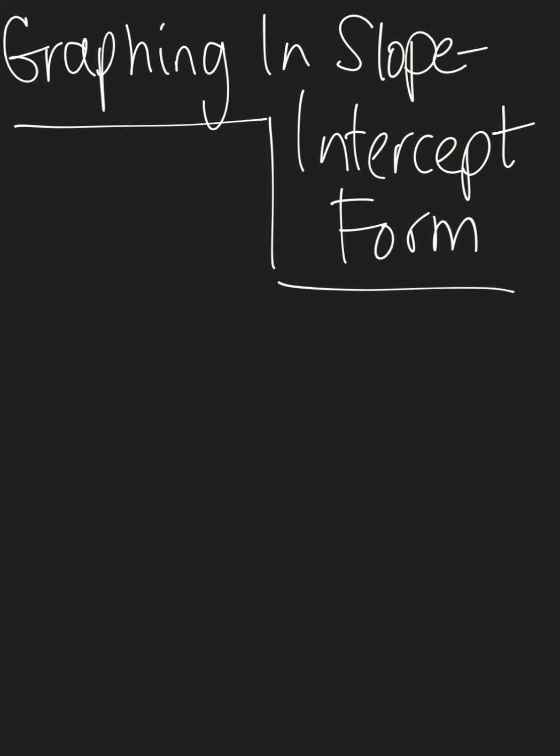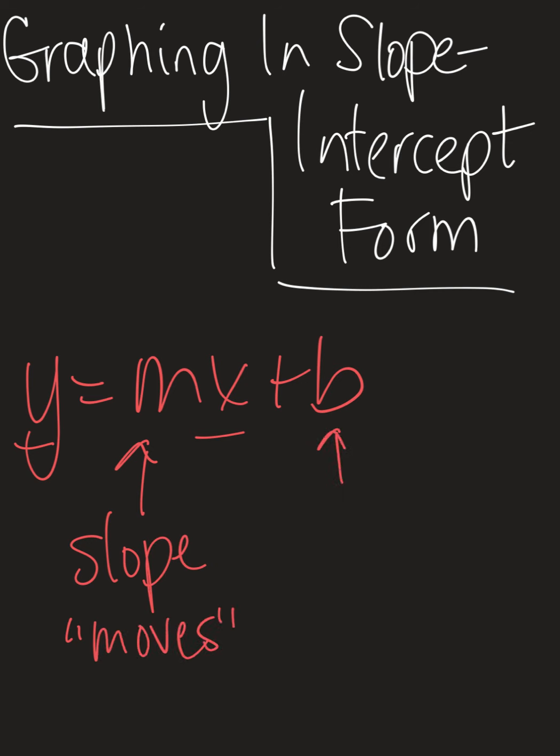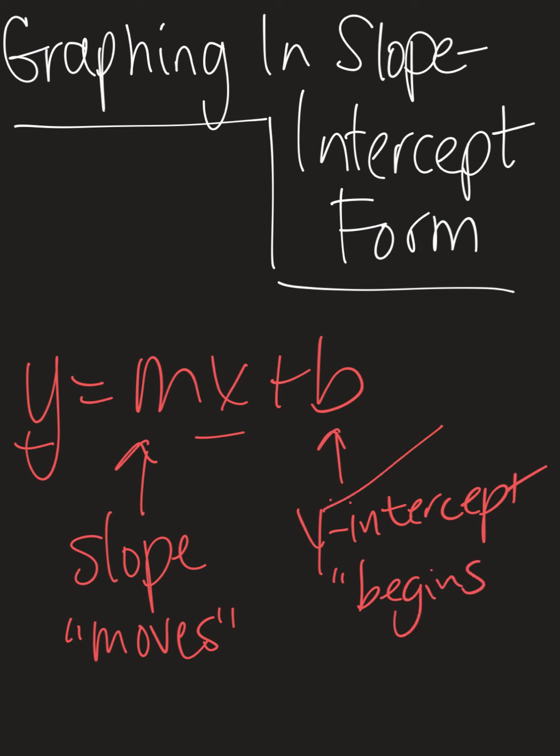In this video, we are discussing how to graph when we have slope-intercept form equations. So first of all, just a reminder, slope-intercept form is y equals mx plus b, where y and x are our variables. M is our slope and how the line moves. And b is our y-intercept, which is where the line begins. Keep in mind the y-intercept part means that this is on the y-axis. So we're using that vertical axis to start our equation.